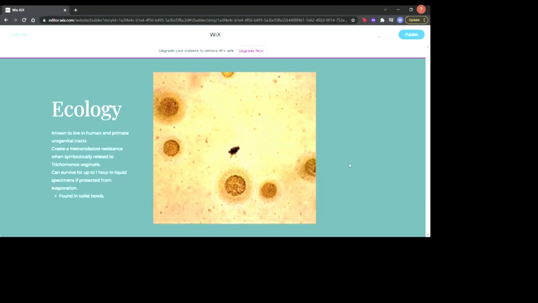Then we go on to ecology, and as you can see, there's a picture of Mycoplasma hominis, and people usually say it looks like a fried egg, and it's brown apparently under a microscope. It's known to live in human and primate urogenital tracts. It creates a metronidazole resistance when symbiotically related to Trichomonas vaginalis. It can survive for up to 1 hour in liquid specimens if protected from evaporation, and it can be found in toilet bowls.